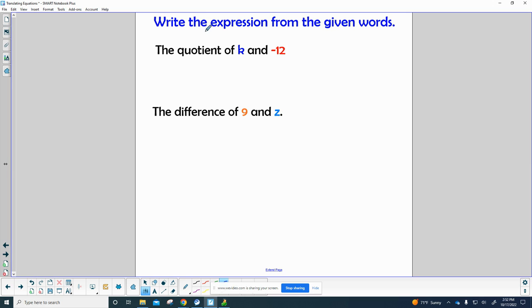So let's write a few expressions and then we'll write some equations. This first expression is the quotient of k and negative 12. That means I'm going to start out with k, and then I'm going to divide it by negative 12. There we go. So that's what it would look like.